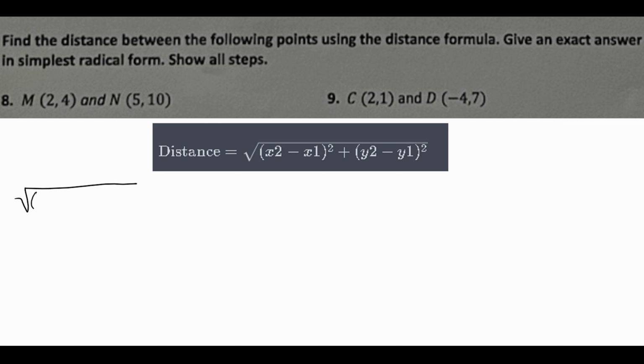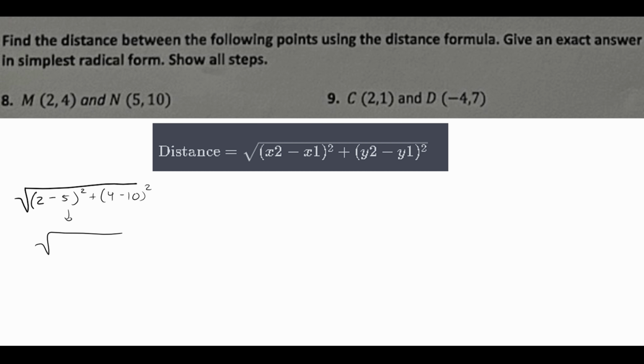We're going to have the square root inside of here. I'll use 2 as x2, and then I'll have minus 5 squared plus we have our y2, which is 4, minus y1, which is 10, and this is all squared. So inside of here, we're going to get a negative 3 from this. Negative 3 squared is going to give us a 9.